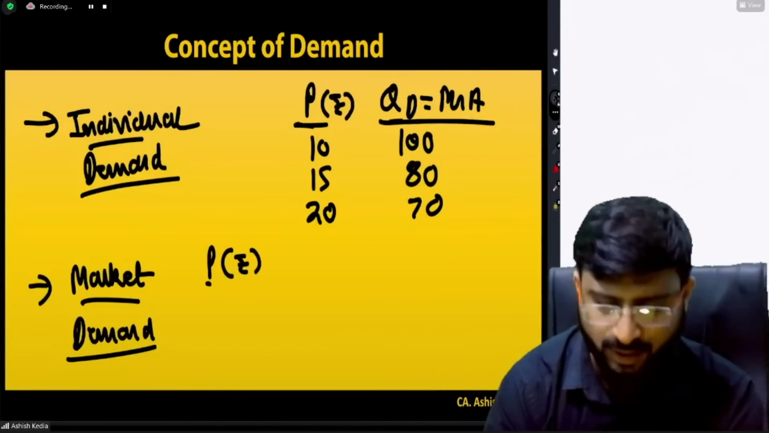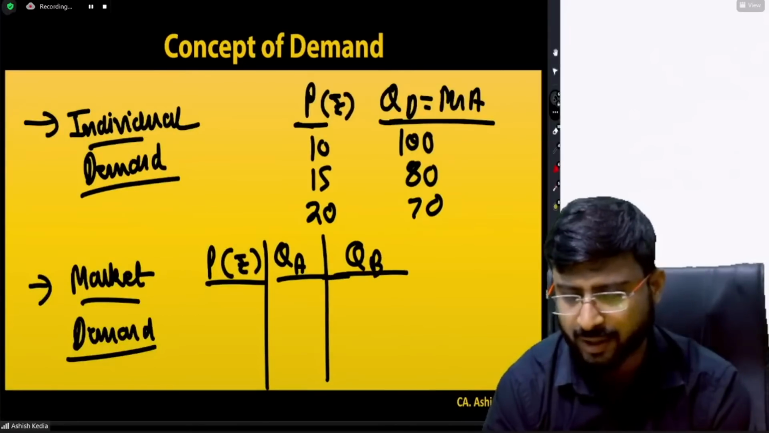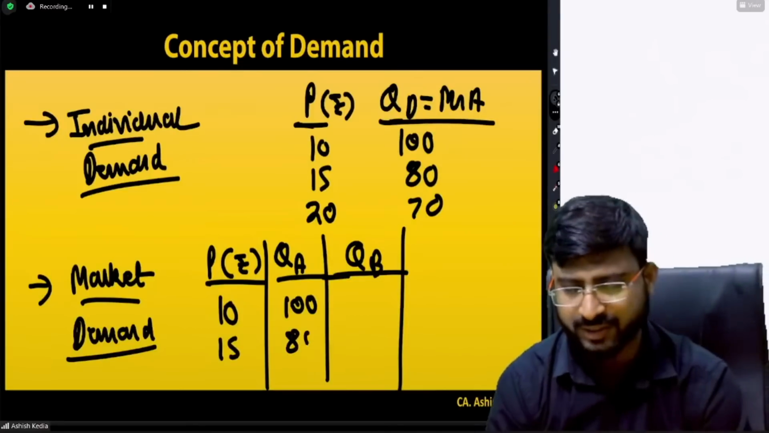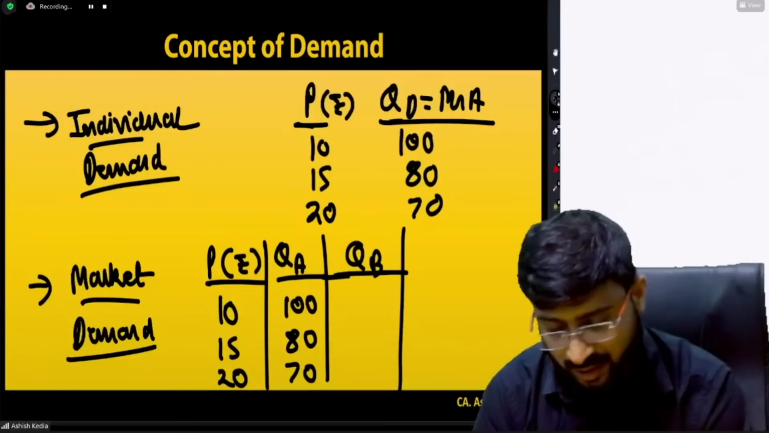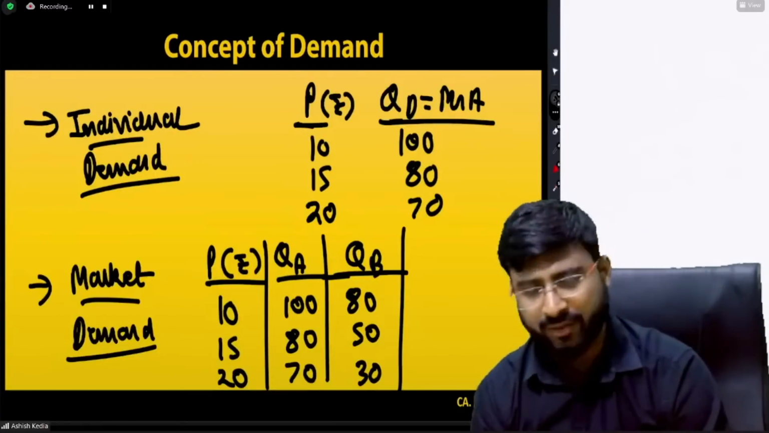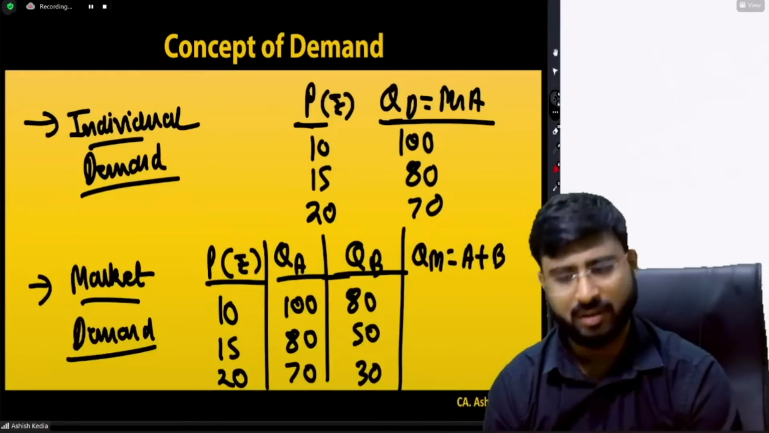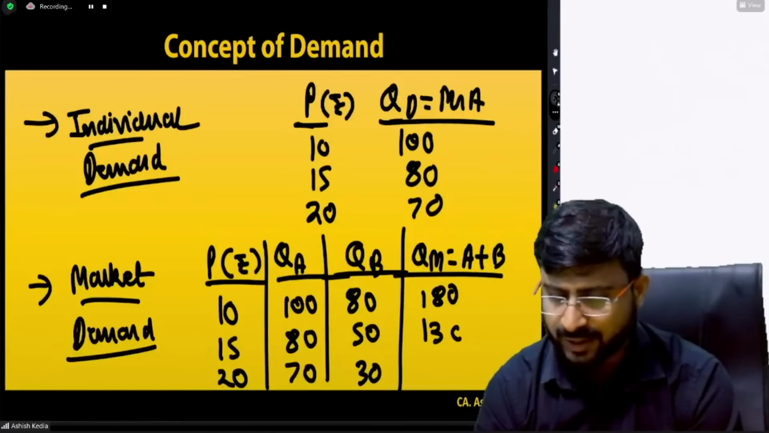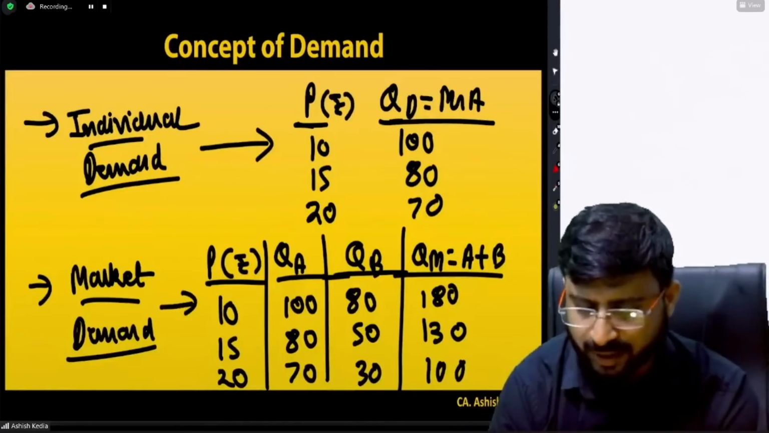Now another case example: price, quantity demanded by Mr. A, and quantity demanded by Mr. B. Price is 10, quantity is 100. Price is 15, quantity is 80. Price is 20, quantity is 70. And quantity of Mr. B is, let's say, 80 units, 50 units, 30 units. Now when I add Mr. A's demand and Mr. B's demand, or Mrs. A and Mrs. B's demand, it comes to 180, 130 and 100. So what difference do you see when I explain individual demand and market demand?